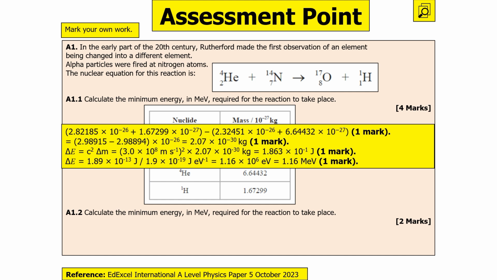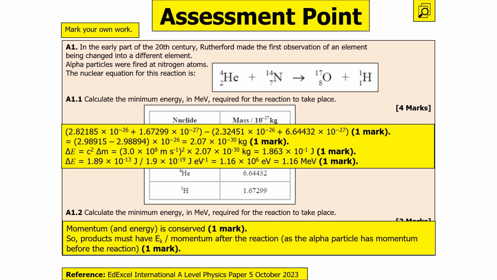Now, therefore we know that the momentum and energy must be conserved in a decay. So the products must have the kinetic energy after the reaction. So therefore it must be the same as it was before. So therefore you can work it through that way as well.